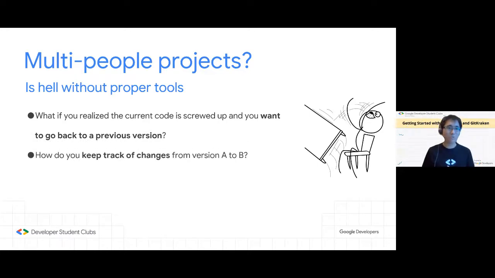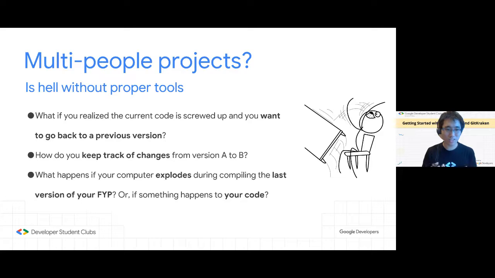And then how do you actually keep track of changes from version A to B? Like which line of code actually changed? Just with a glance, without looking back at your WhatsApp conversations, because maybe sometimes your WhatsApp conversation will be like, hey, let's go makan, right? So we won't want that, of course, but it happens.